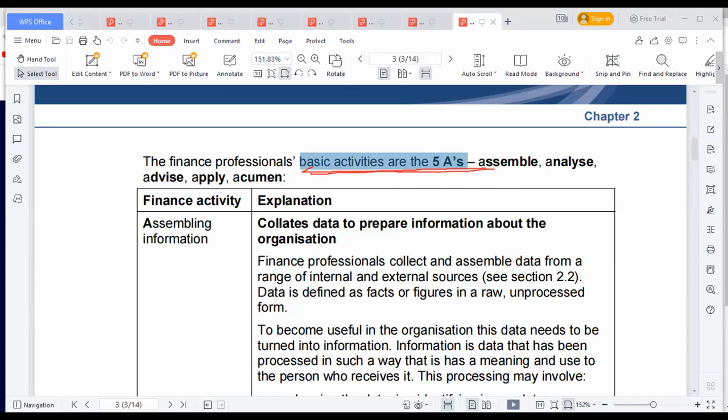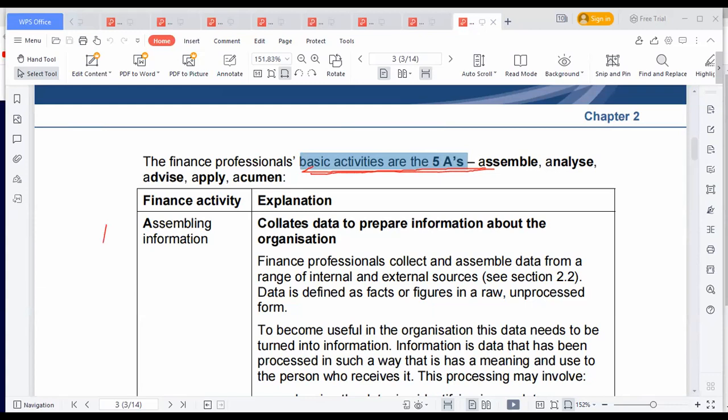Assemble information, analyze to provide an insight, advise in order to influence, we apply in order to come up with an impact. That is basically the idea. So we'll take each of these one by one. The first thing is to assemble information. That is the first thing.